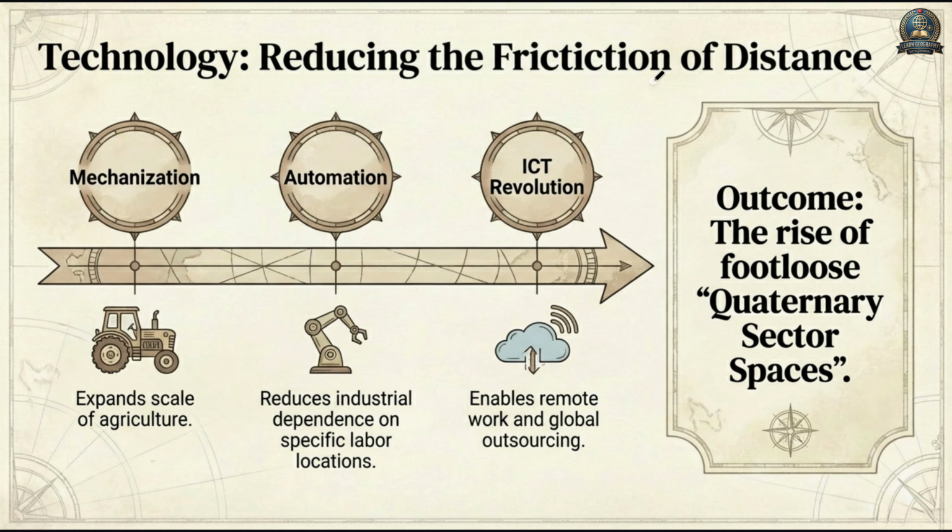Technology, reducing the friction of distance. Mechanization, automation, and ICT evolution. Mechanization improves the scale of agriculture. Automation reduces industrial dependence on specific labor locations. And the ICT revolution enables remote work and global outsourcing. The outcome is the rise of footloose quaternary sector spaces.